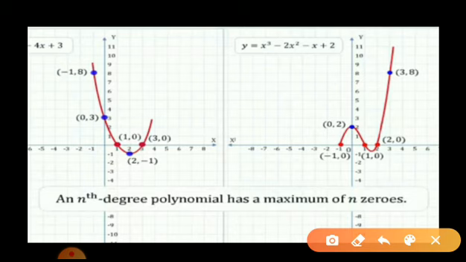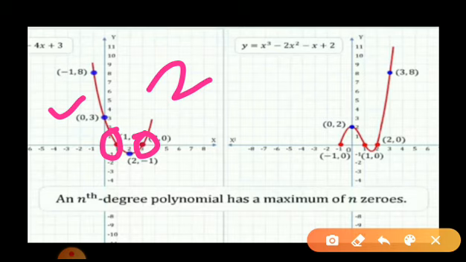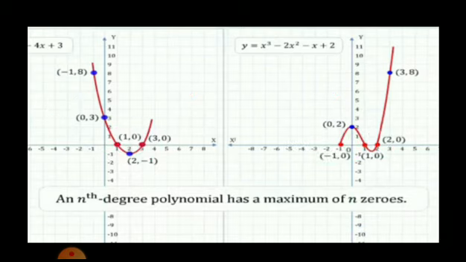Okay. Now consider the first graph. This graph intersects the x-axis in how many points? 1 and 2. That means this graph has 2 zeros. Now see the next one, the second graph. It intersects the x-axis in how many points? 1, 2 and 3. Therefore, it will have 3 zeros.